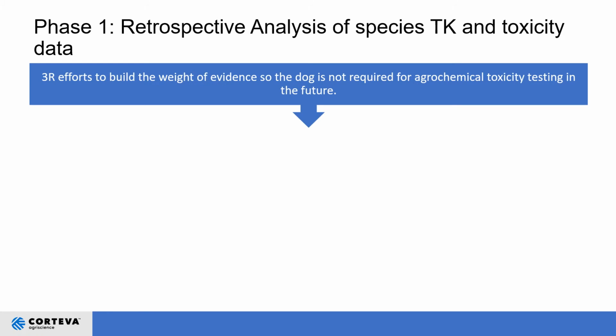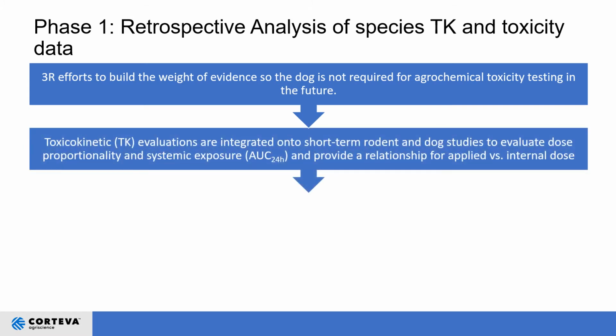In line with 3R efforts to build the weight of evidence so that the dog is not compulsory for agrochemical toxicity testing in the future, we have routinely integrated TK evaluations onto short-term rodent and dog studies, which enables us to evaluate dose proportionality, systemic exposure, and to characterize the relationship between applied versus internal dose.